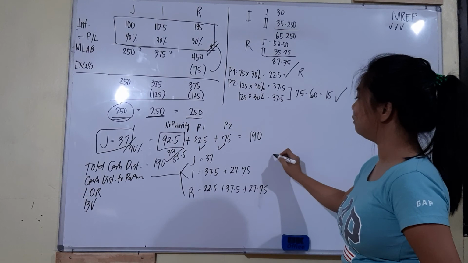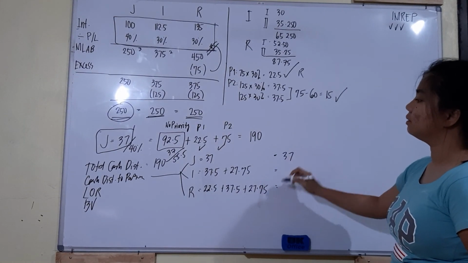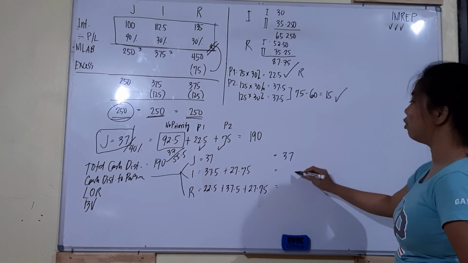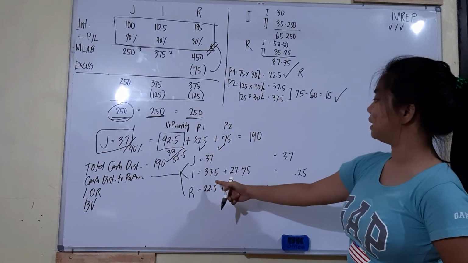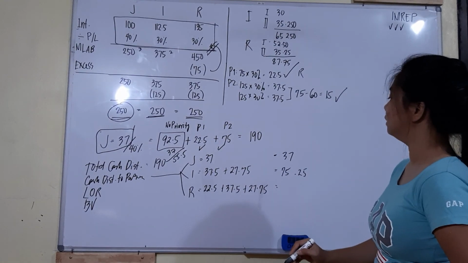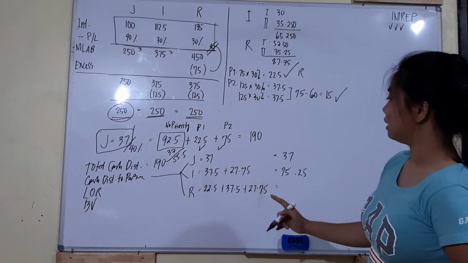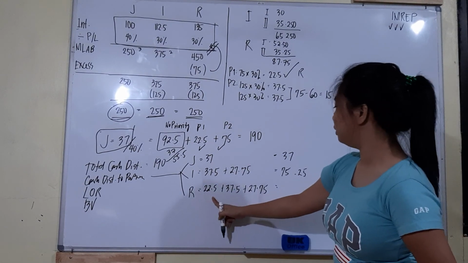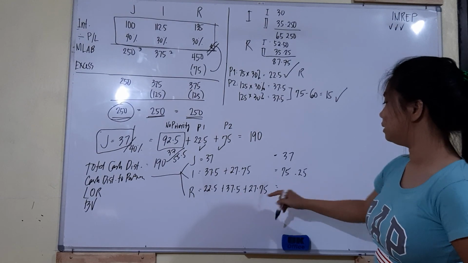Okay. Therefore, at the end, Jeff will receive 37. Irene will receive 37.5 plus 37.5 plus 27.75, we have 75.25. Okay. Then, for Ruby, she will receive, ito, magkano na to? This is already 60, so this is 87.